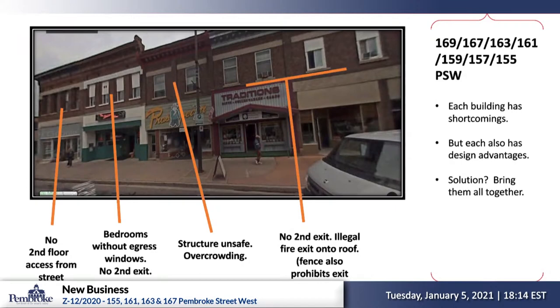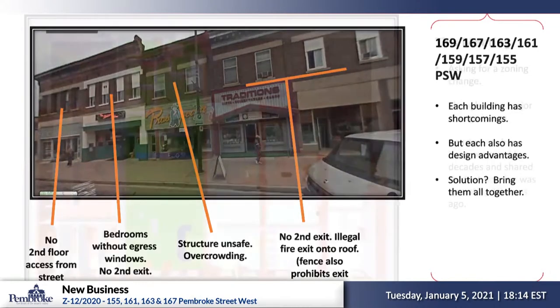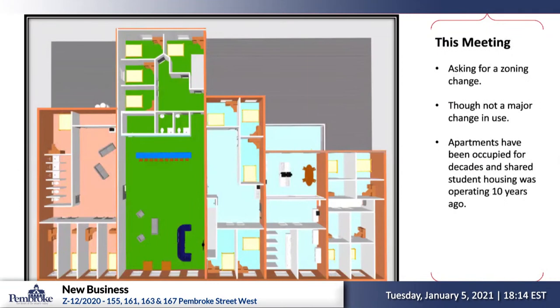So our thinking was that each of the buildings have shortcomings, but each of them also have advantages. So the thing to do would be to put them all together. And that's what we want to do. This is a top-down view, and we're going to do this project in three phases. Phase one is the light blue over on the right. Phase two is the green in the middle, and phase three is the pink over on the left.